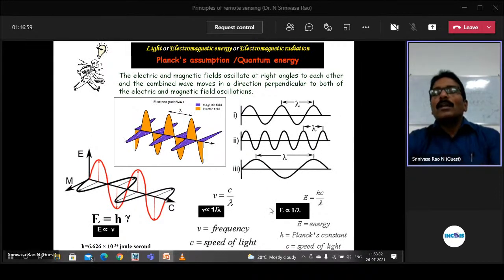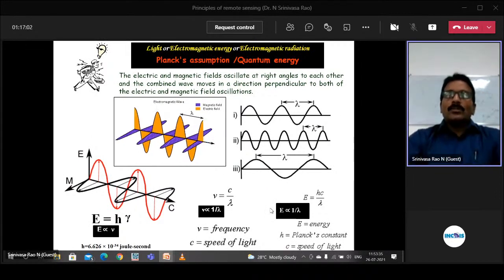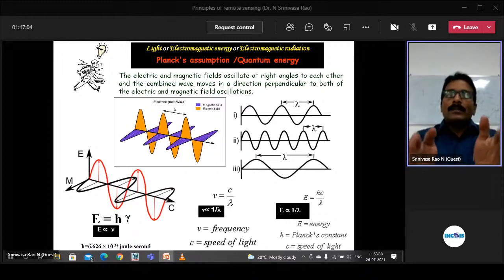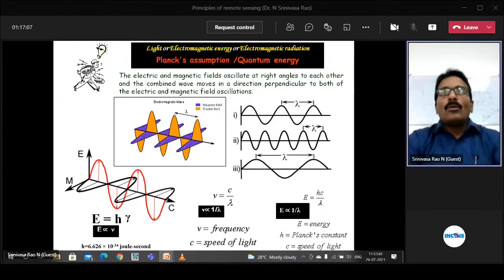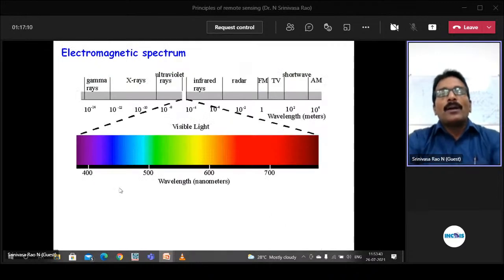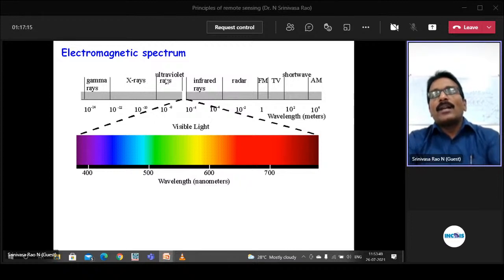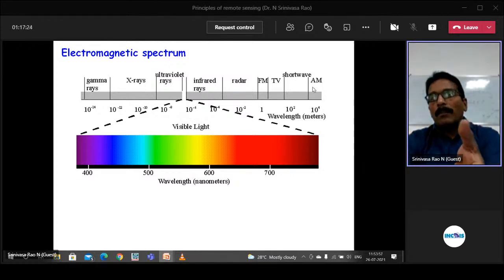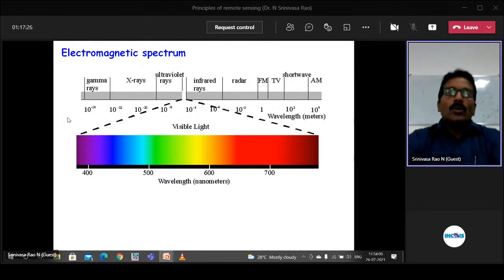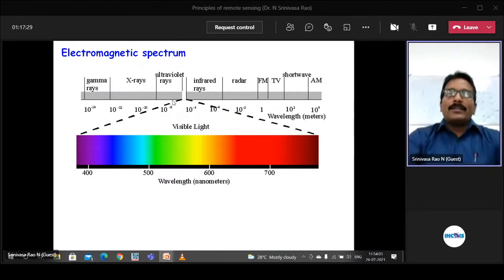Now, total electromagnetic energy is a combination of different wavelengths. If you take light, it has different wavelengths, represented by different names. How are we classifying this electromagnetic radiation? It starts with gamma rays, X-rays, ultraviolet rays, and a small portion we call visible light. After that, infrared rays, radar radiation, and the microwaves. Later we will go into that. Out of this wide spectrum of light, one small portion, 400 to 700 nanometers, we call visible light.